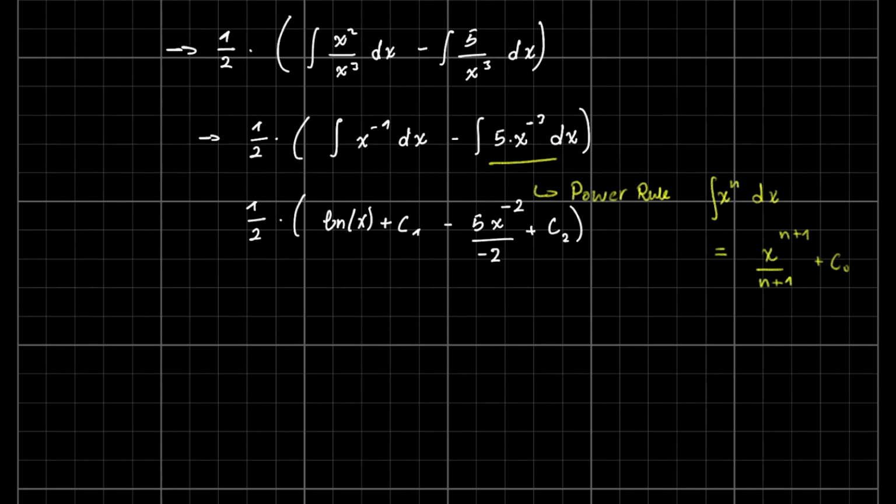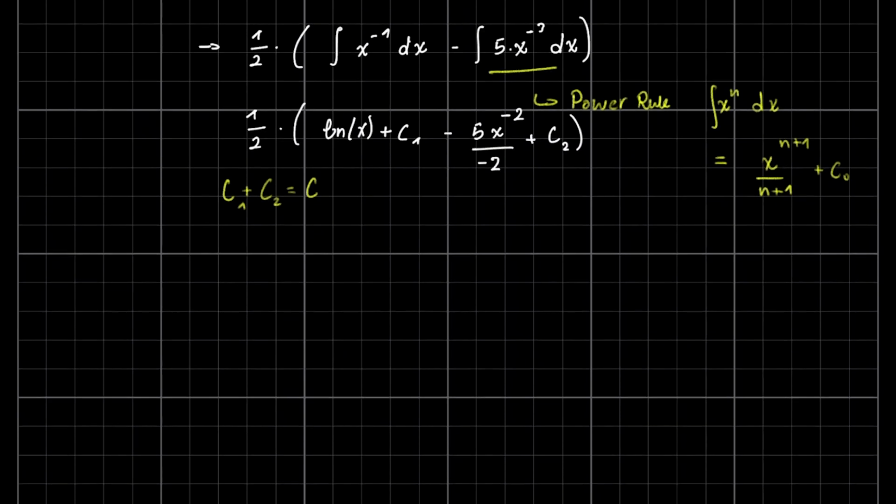And now a constant plus a constant, so c1 plus c2 is just equal to a constant. So that's why I'll add these two constants together, giving me only one constant c. So I'll have 1/2 distributed across ln of x minus, and now I'll just simplify this. I have the negative and the negative here in the denominator, which will just give me a positive. So plus 5 over 2 x to the power of -2 plus c as a constant.